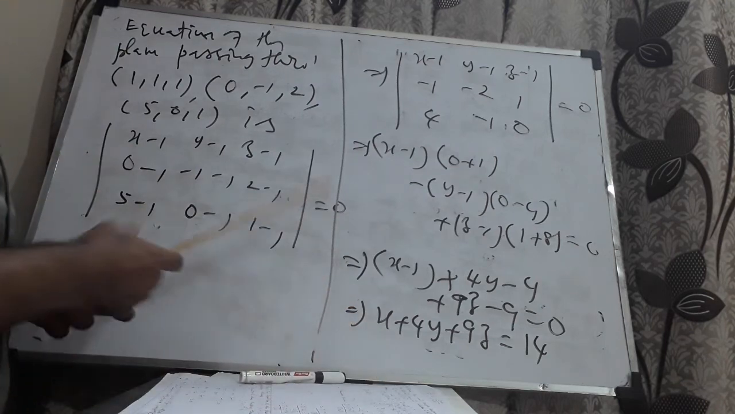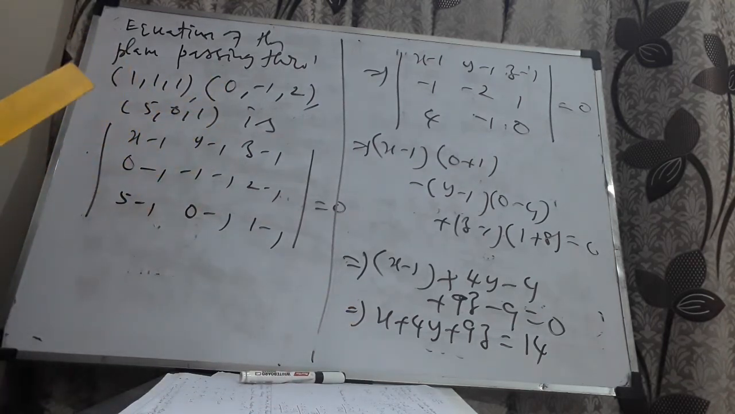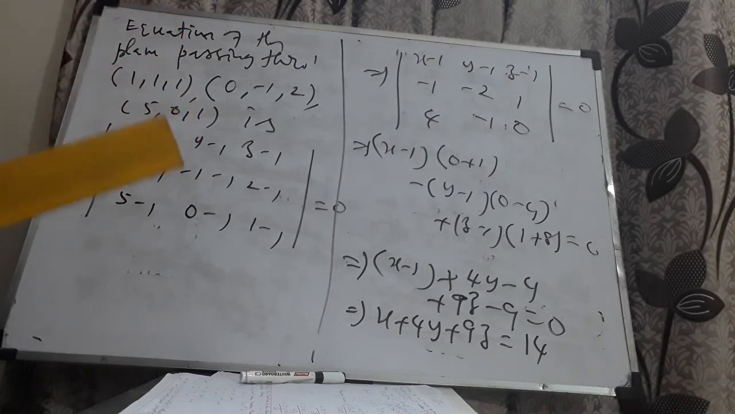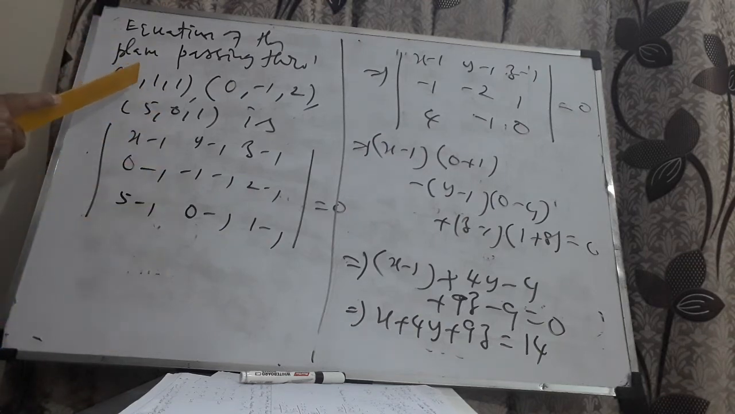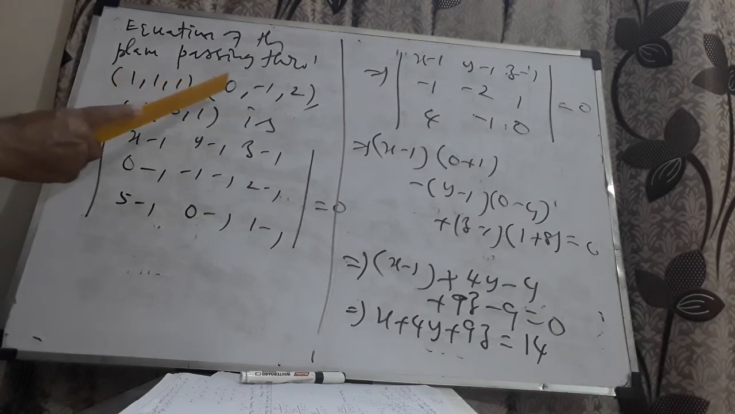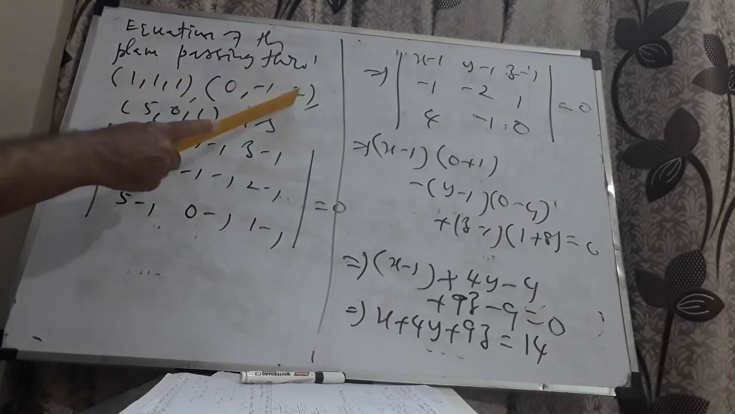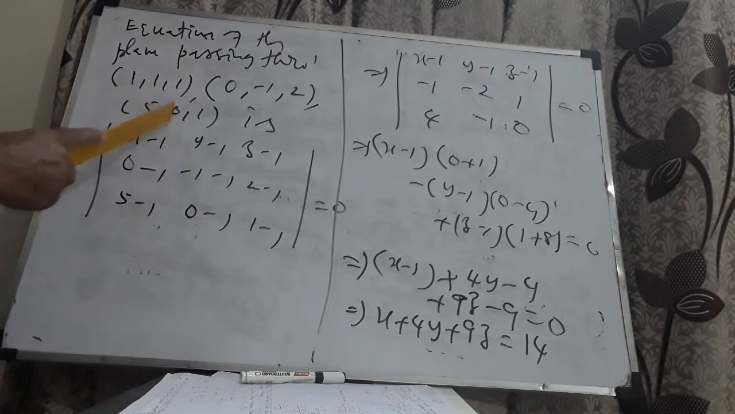You can just check once again. I already told you, if a plane passes through x1, y1, z1, x2, y2, z2, x3, y3, z3, its equation is given by the determinant x minus x1, y minus y1, z minus z1, x2 minus x1, y2 minus y1, z2 minus z1, x3 minus x1, y3 minus y1, z3 minus z1, equal to 0. Here, instead of x1, y1, z1, I have 1, 1, 1. Instead of x2, y2, z2, I have 0, minus 1, 2. Instead of x3, y3, z3, I have 5, 0, 1.